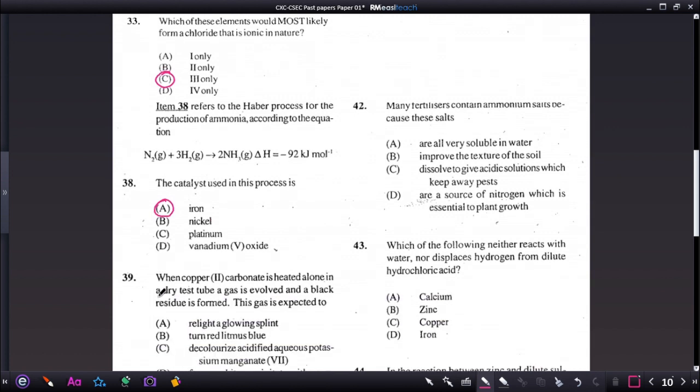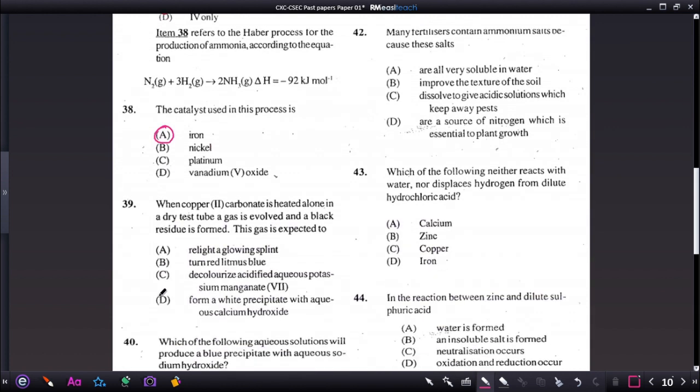39. When copper(II) carbonate is heated alone in a dry test tube, a gas is evolved and a black residue is formed. This gas is expected to do what? So we know that the black residue is copper oxide, and the gas evolved is carbon dioxide. Okay, now we know that carbon dioxide will react with calcium hydroxide or lime water, turn it milky or cloudy, which is the white precipitate that forms.